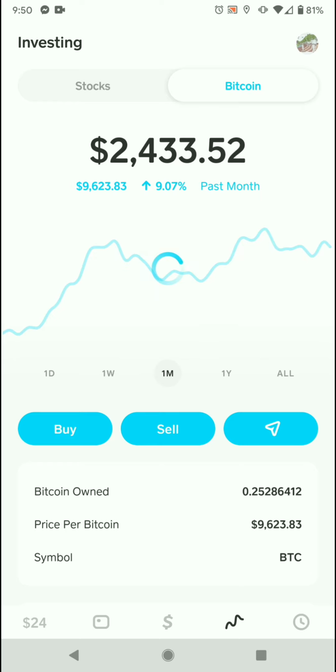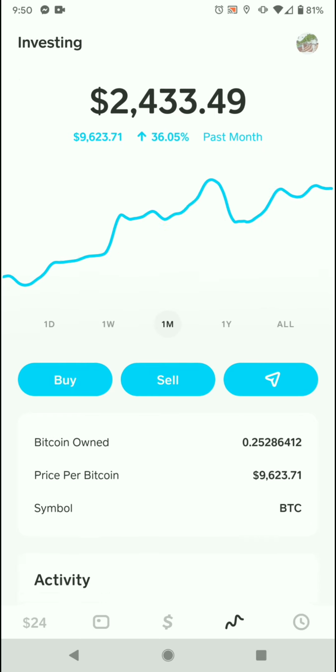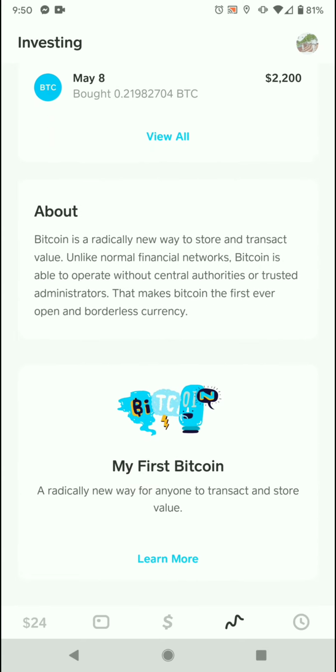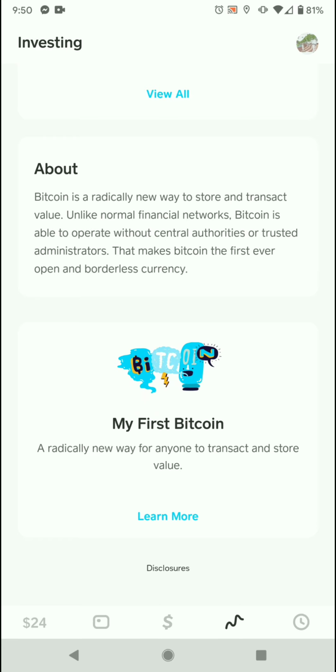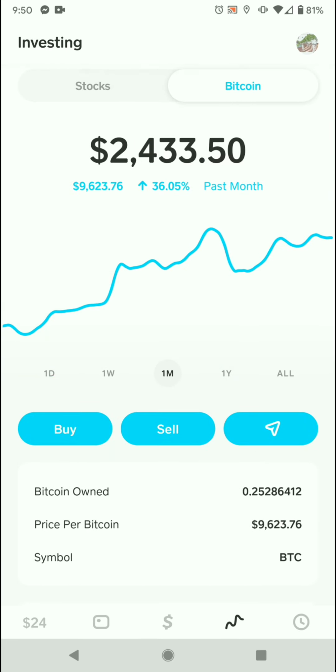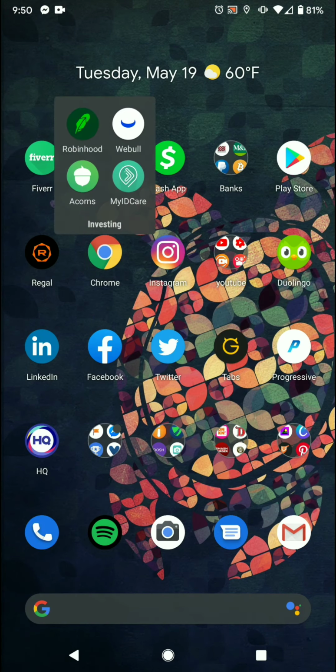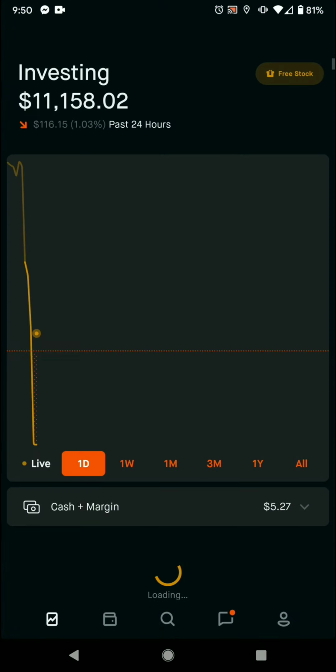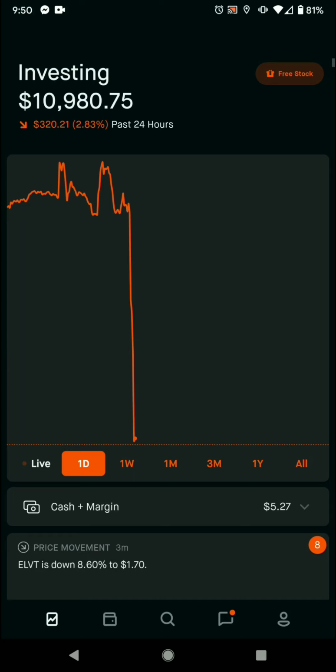CashApp will also give you access to Bitcoin investing. As you can see, I've purchased $2,500 worth of Bitcoin, currently about a quarter of a full Bitcoin, and waiting for that to go up. Let's hop over to Robinhood and experience that user interface.